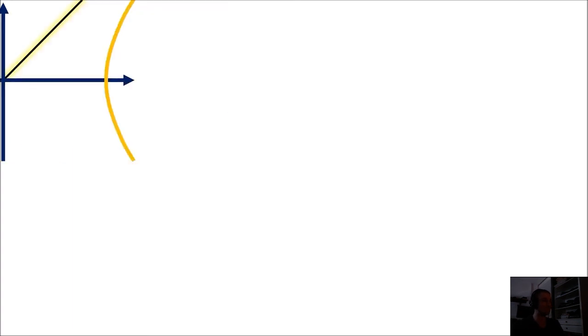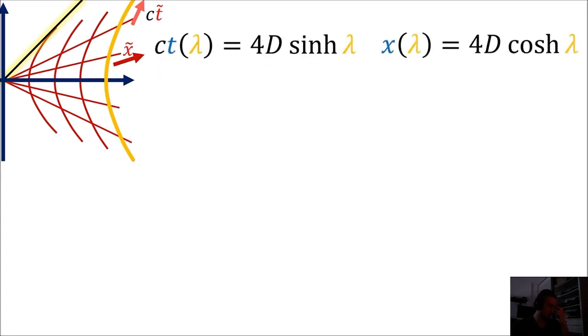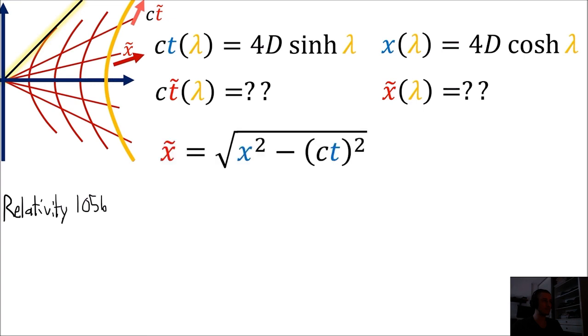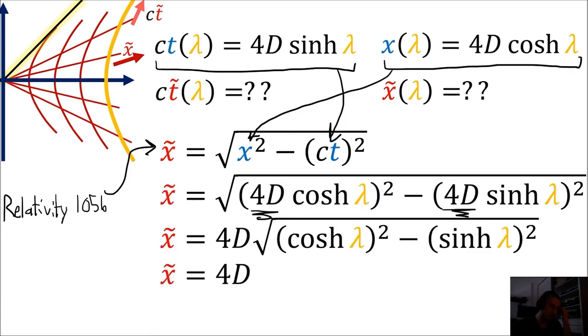Now, let's redo this same calculation of getting the proper time along this curved world line, but this time let's calculate the result in the Rindler coordinates. First, we need to convert the standard inertial coordinates ct and x into Rindler coordinates ct tilde and x tilde. We already derived the formulas for this conversion in Relativity 105 Part B. x tilde is just the positive square root of x squared minus ct squared. Plugging in these formulas and factoring out 4d and setting this to 1 by the fundamental hyperbolic trig identity, we get that x tilde is a constant value of 4d along this curve.